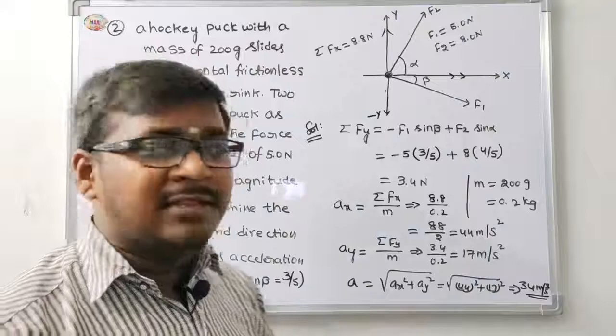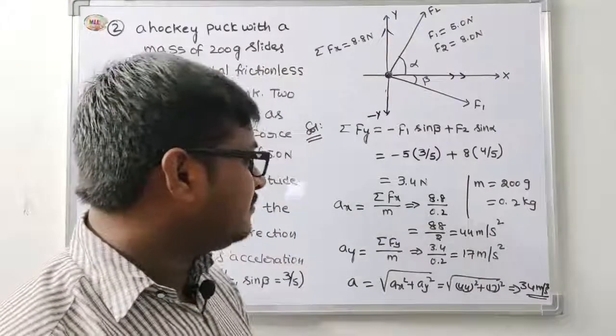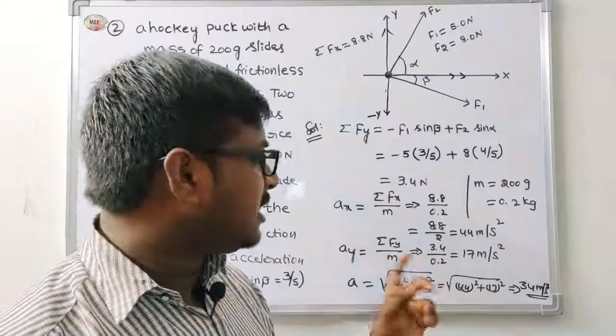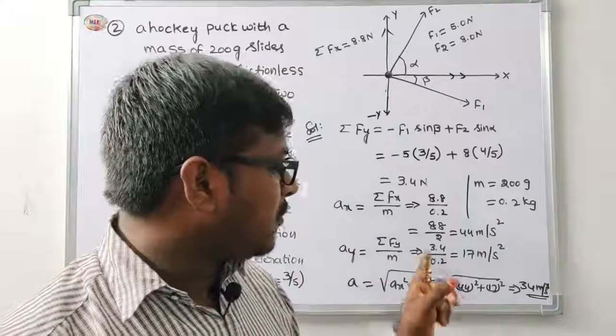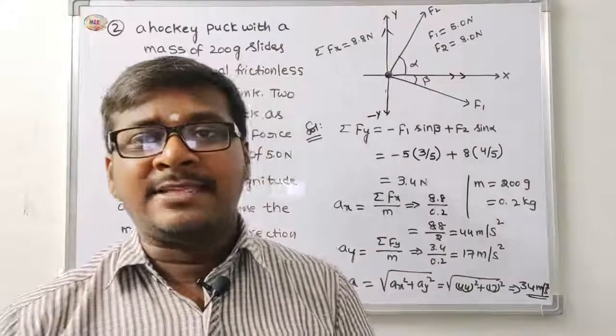Next, ay is the acceleration acting along the y axis. ay is equal to sigma Fy by m, where sigma Fy is the net force acting along the y axis. Sigma Fy by m is equal to 3.4 by 0.2. Cancelling the point, 34 by 2, that is equal to 17 meter per second square.